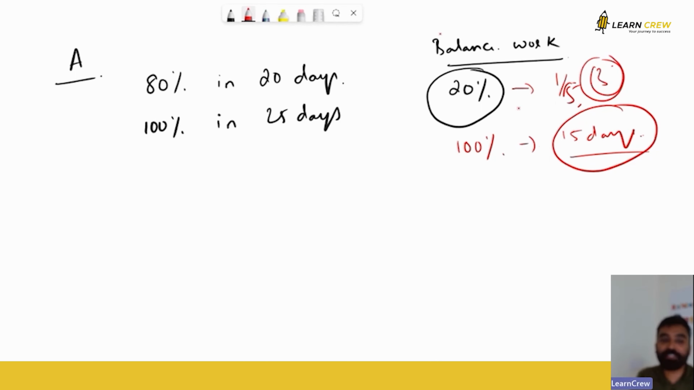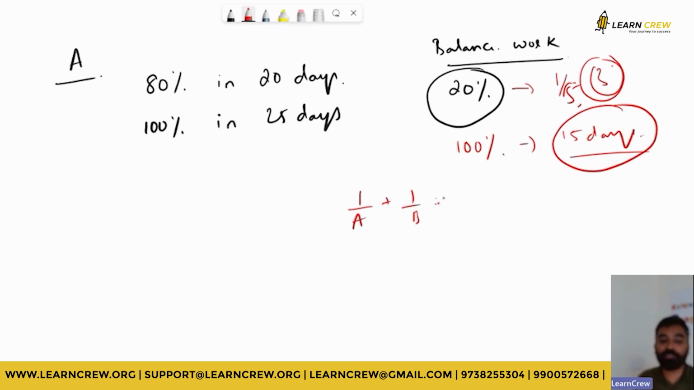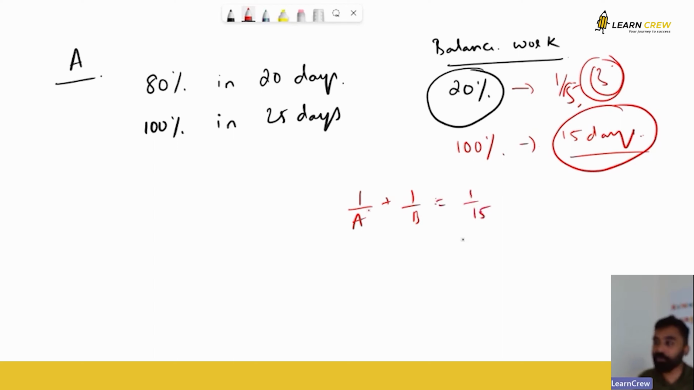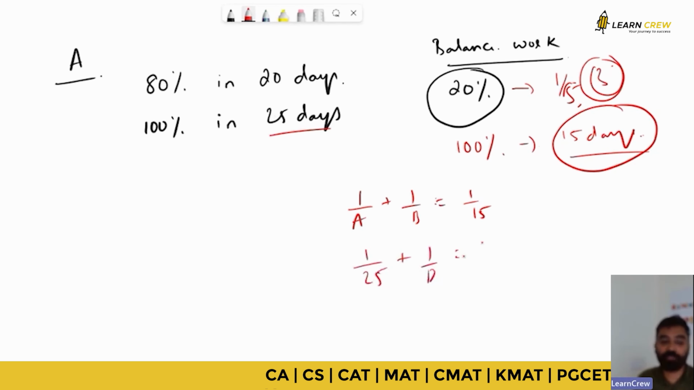Now, in 15 days, if they're going to complete the entire work together, now we need to find out how many days only B will take to complete the work. So 1 divided by A plus 1 divided by B is equal to how many days? Total is 15 days. A you know now. A is 25 days. 1 by 25 plus 1 by B is equal to 1 by 10.